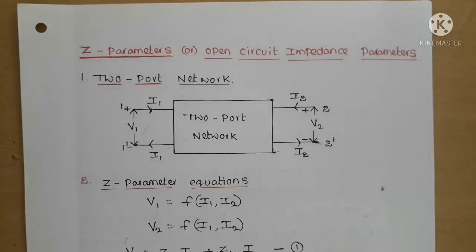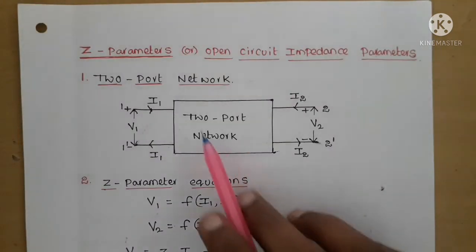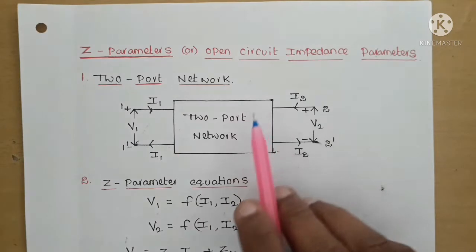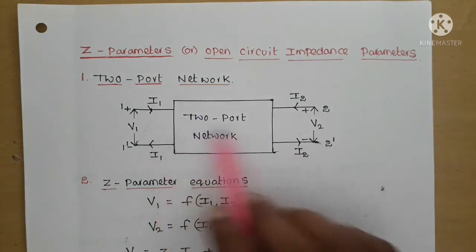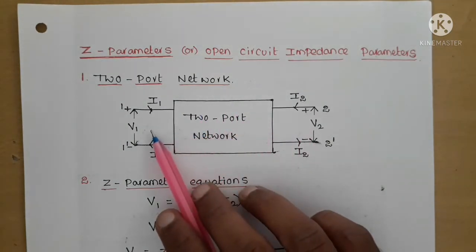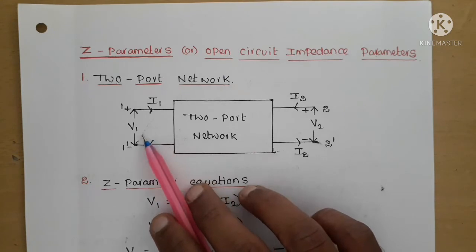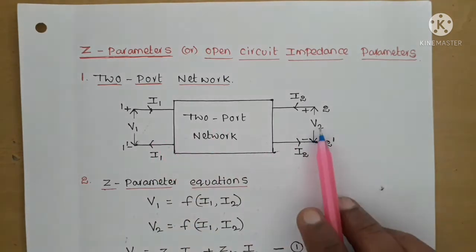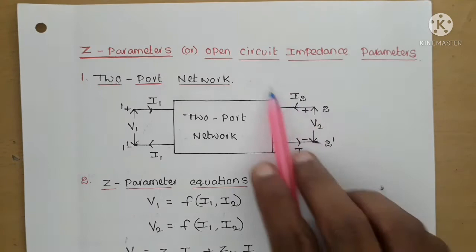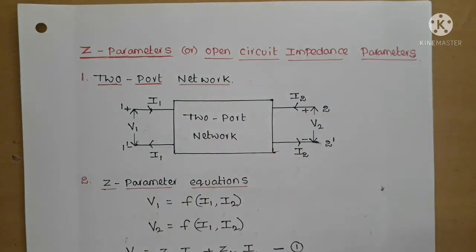Z parameters are otherwise called open circuit impedance parameters. Here, the first point is to draw the block diagram of a two-port network. So this is the block diagram of a two-port network. It has two ports, and port 1 voltage is V1 and current is I1, and port 2 voltage is V2 and current is I2. This is a general block diagram of a two-port network for any parameters.